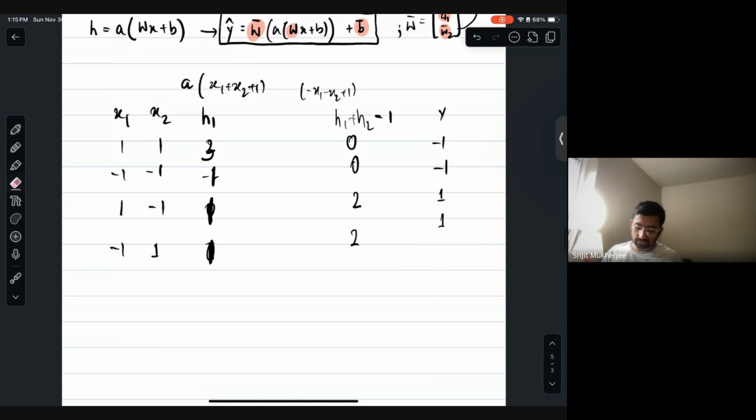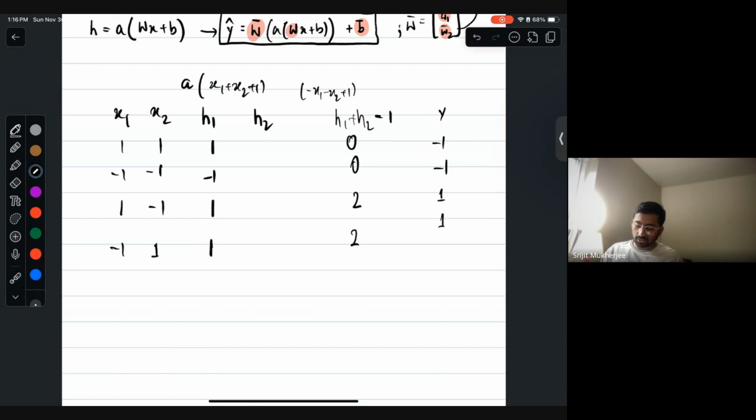So what we do here is this. If greater than 0, then 1. So it becomes 1. If less than 0, it's minus 1. It's already minus 1, but let's rewrite it. This is greater than 0, 1. This is greater than 0, 1. Perfect. This is the H1.